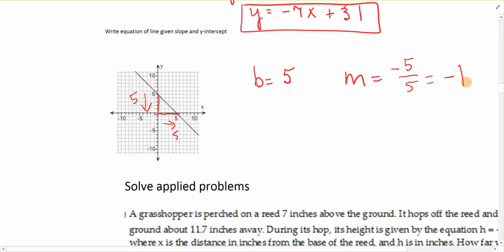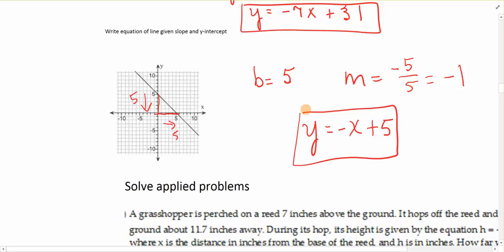So what is my equation? If I have those things, what would my equation be? Okay, so y equals -x plus 5. So you might be asked to look at a graph and write the equation. And so you want to find the y-intercept and go from there.